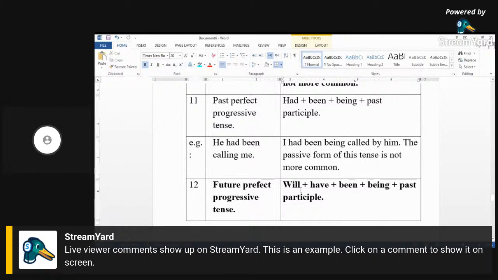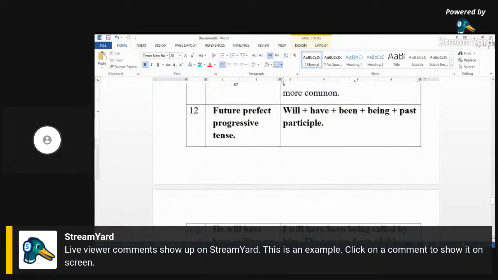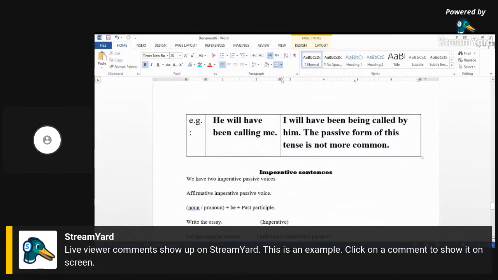Future perfect progressive tense. Will have plus been plus being plus past participle. He will have been calling me. I will have been being called by him. The passive form of this tense is also not very common. There are three or four tenses: the past perfect, the future perfect, past perfect continuous tense, and future perfect continuous tense, where using the passive voice is not very common.